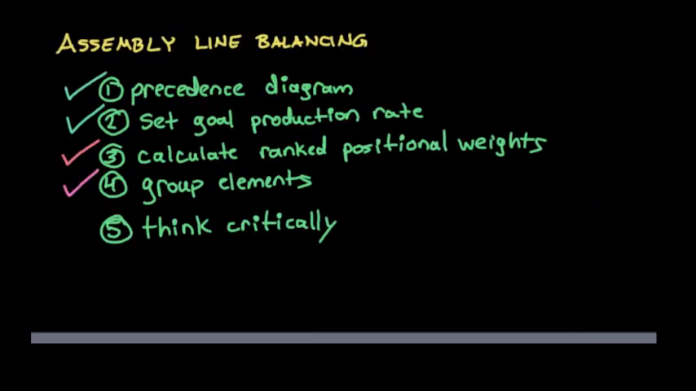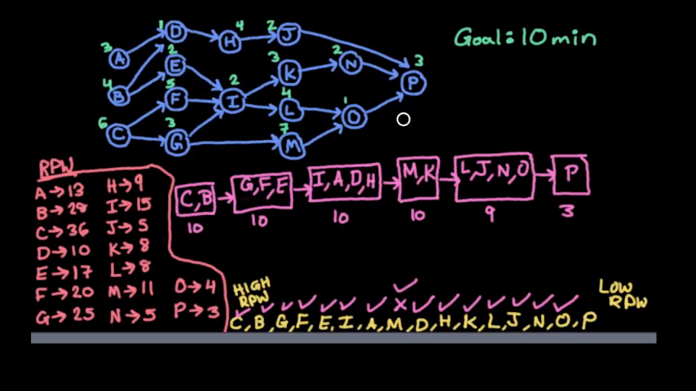We grouped our elements. Last step is to think critically. So let's look back at what we've made here. First of all, we hit our goal. Remember, it was 52 minutes with just one person doing this all by themselves. But now we've made an assembly line where we can get out a widget every 10 minutes.